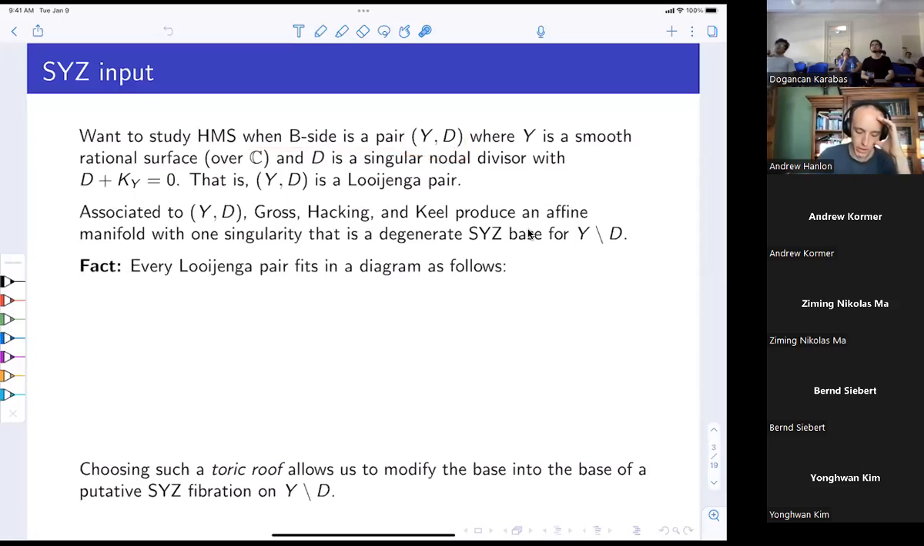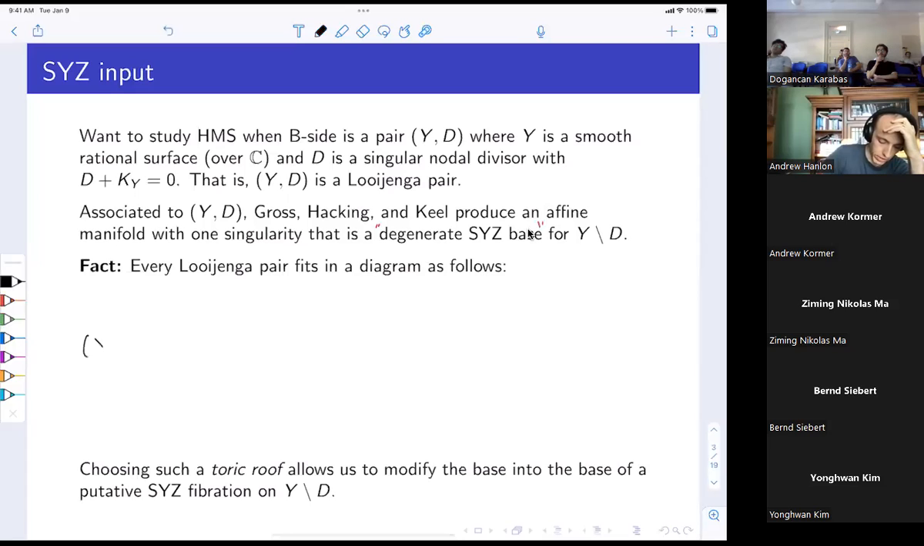Okay, so from this data (Y, D), Gross–Hacking–Keel produced the affine manifold with a single singularity that should be viewed, maybe I should put this in quotes, as a degenerate SYZ base for the complement of D. So it's like the SYZ base zoomed out to infinity. And what can you do with this to get something that should be more like an honest SYZ base? Well, for every Looijenga pair, you can fit it in a diagram as follows.